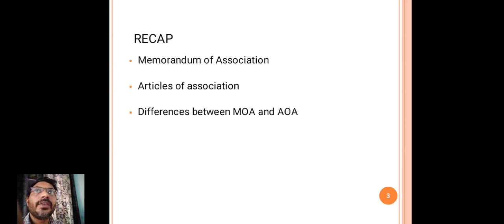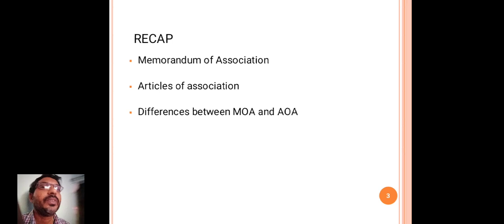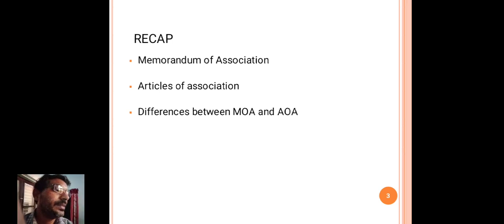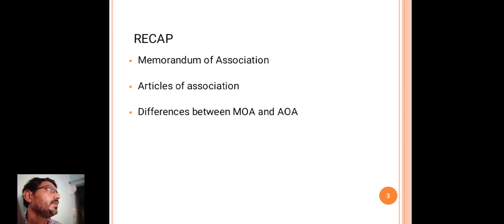Here the difference between MOA and AOA, that is Memorandum of Association and Articles of Association: the MOA is a primary document and the AOA is a secondary document, in continuation with the Memorandum of Association, to be submitted to the Registrar of Companies as per the Indian Companies Act.